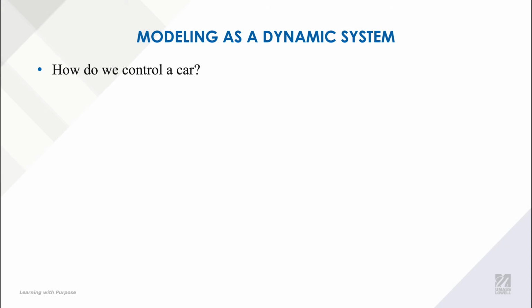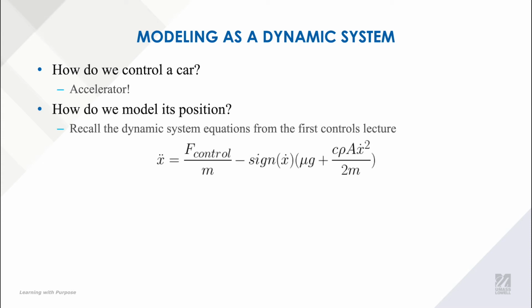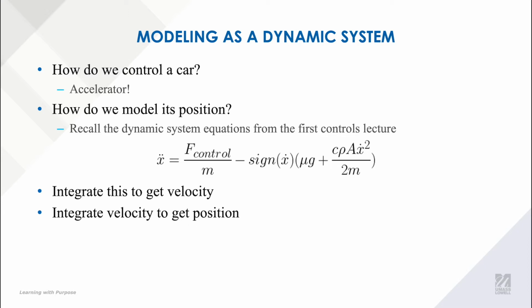So how do we do this? Well, first off, we've got to ask ourselves, how do we control a car? Well, use the accelerator, the gas pedal, of course. So how do we take the accelerator and turn that into position? How do we model a position? You may recall from a few lectures ago that this equation was on the board. It's the acceleration of an object, a very car-like object, that takes in the control parameters and subtracts off the drag from air resistance and the friction from ground resistance as the car is moving along. So that's going to be our dynamic system equation that we're going to use to control this system. If we integrate that once, we get velocity, and integrate it twice, and we get position.